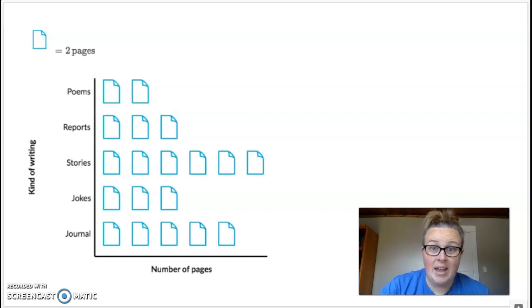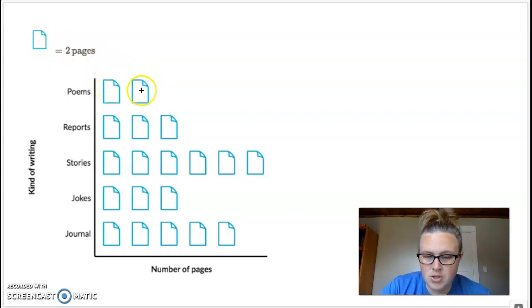So I notice a handful of things that you probably also noticed. For example, I noticed that we're talking about different kinds of writing, and that our graph is a picture graph, and that it's showing the number of pages. So, for example, the poems has 2 pages pictured here. But then if I look up here at the key, I'm noticing that each page represents 2 pages.